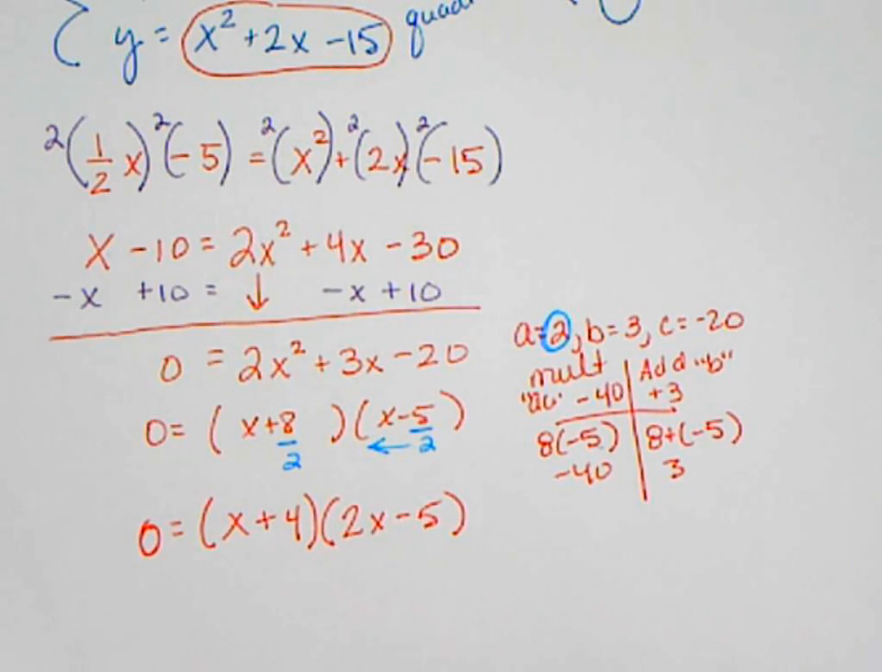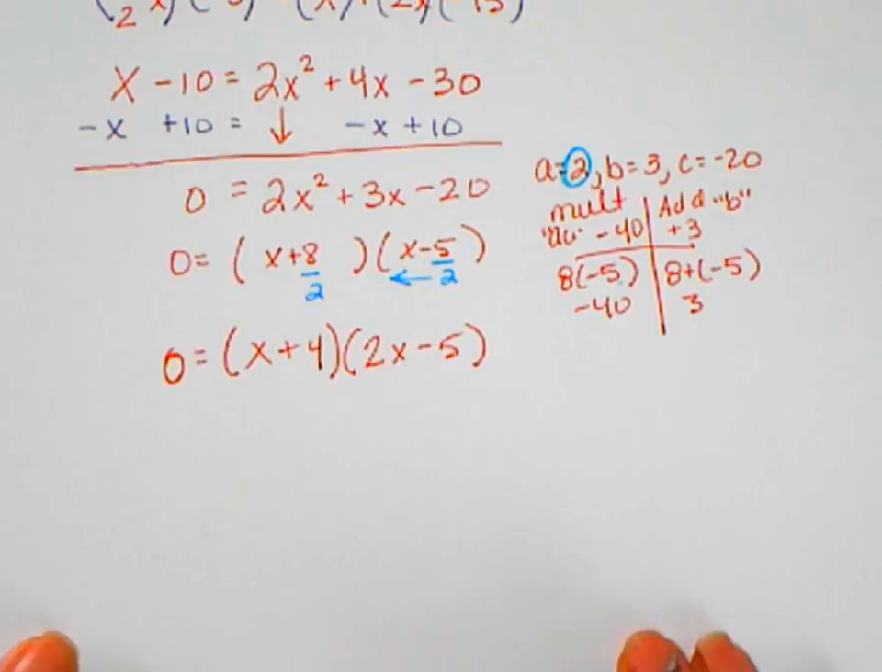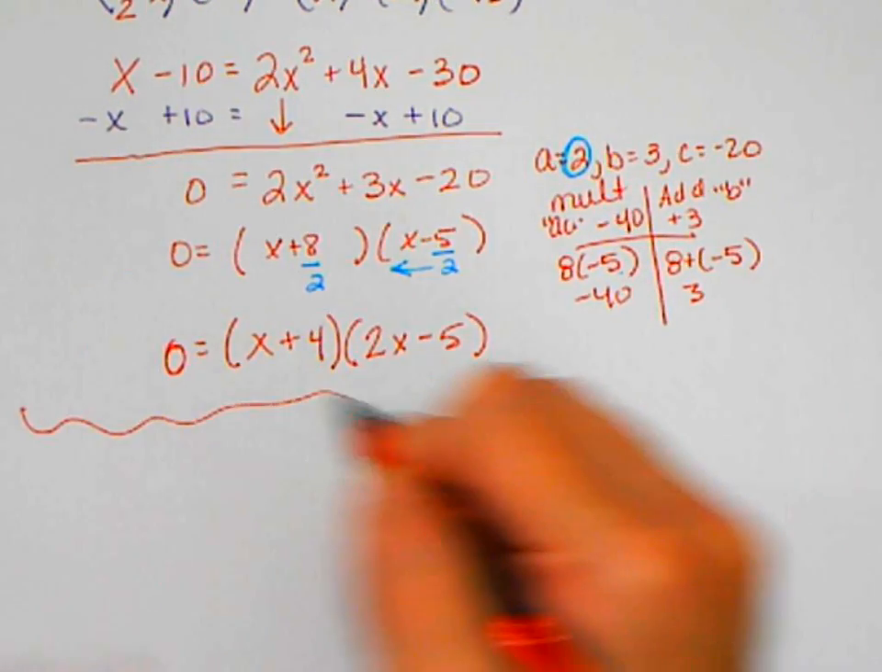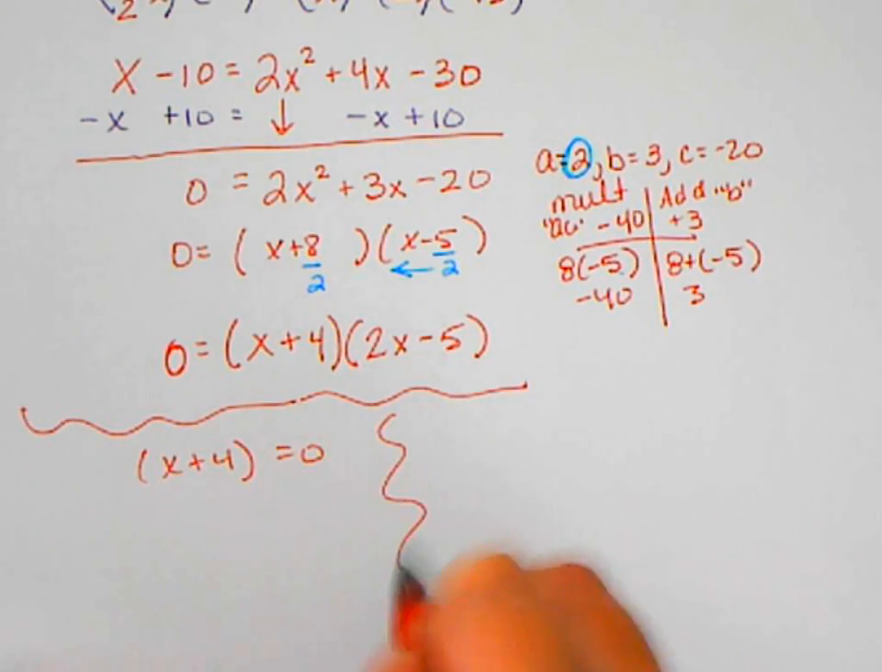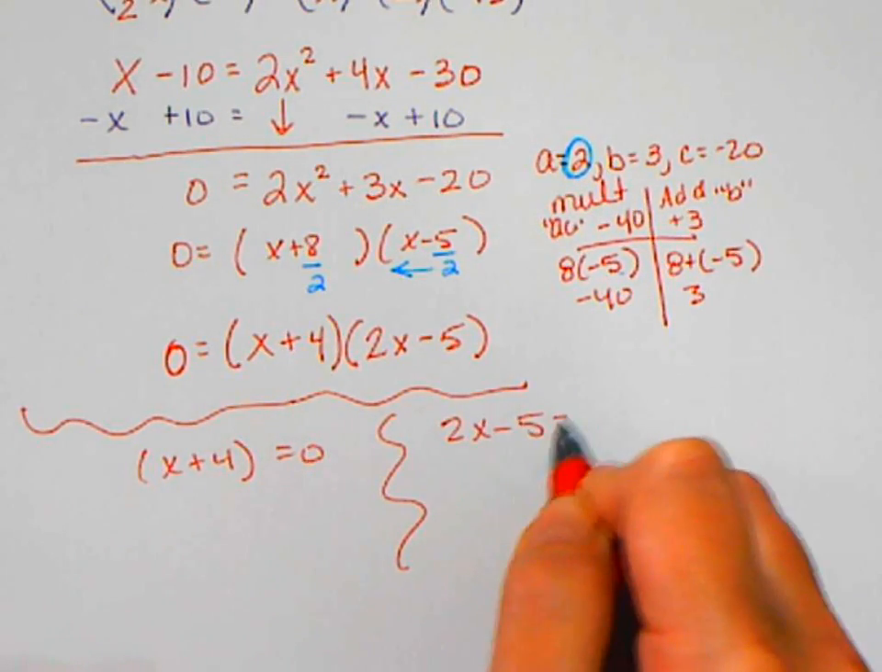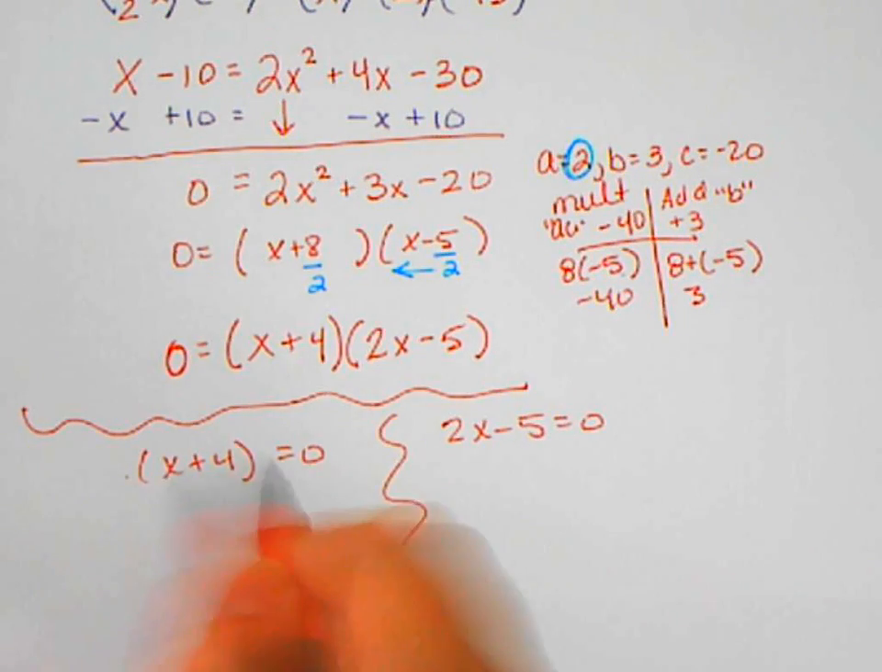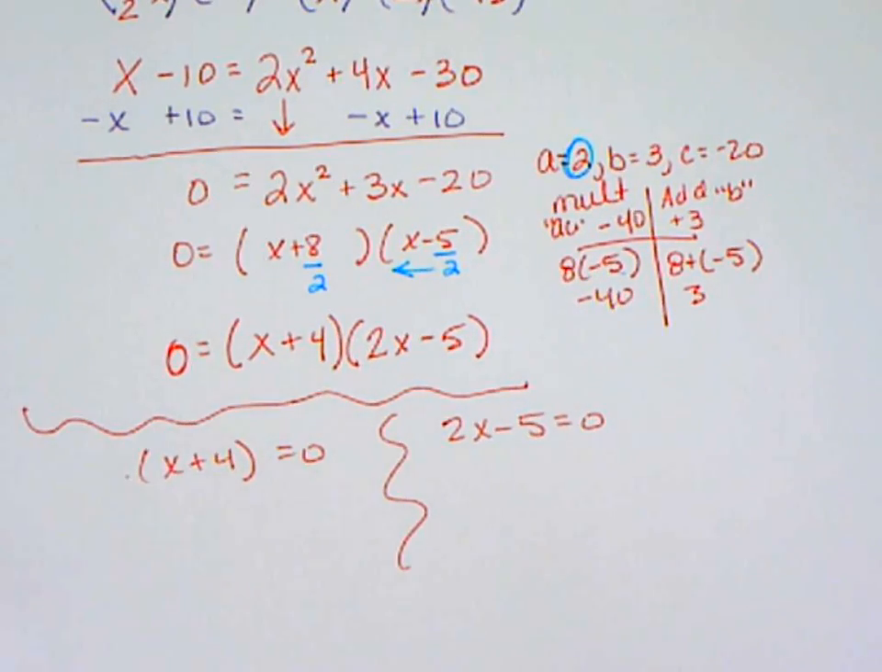Now I gotta solve. So to solve, we know we set each factor equal to 0 and solve for the variable. I didn't mean to put those parentheses. Better white them out. Y'all don't have to wait for me for this.